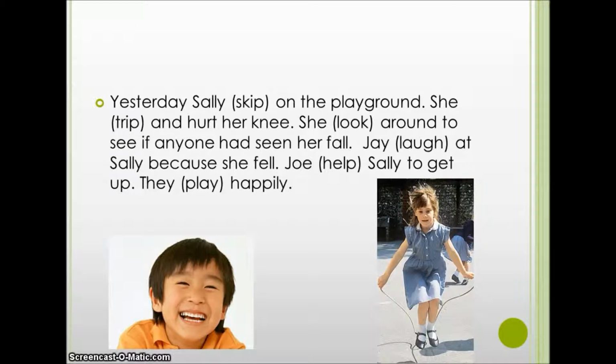Jay doesn't seem very nice, does he? Let's see what Joe does. Joe help. That also doesn't sound correct. What should it be? Joe helped Sally to get up. Well, Joe seems like quite a nice person. Here we are. They play happily. But now remember, this is the past tense, so what did they really do? That is correct. They played happily. Well done. You guys have done so well.